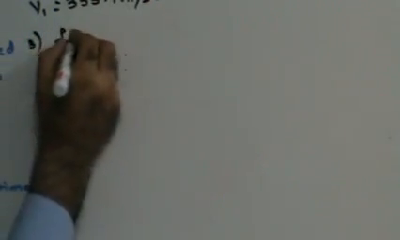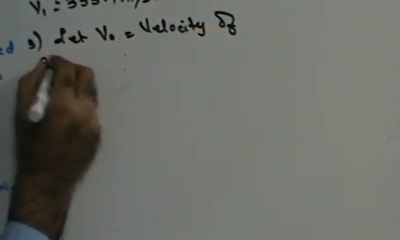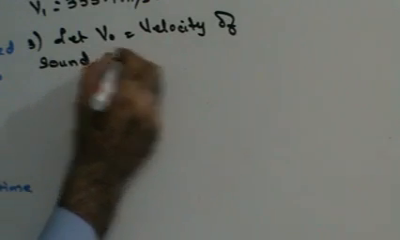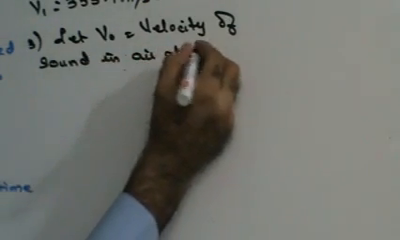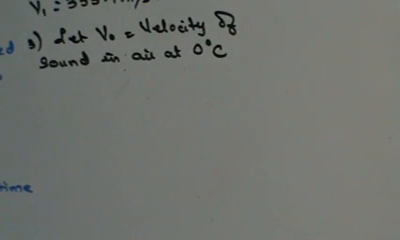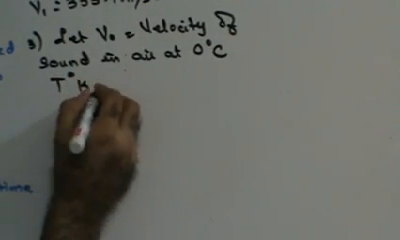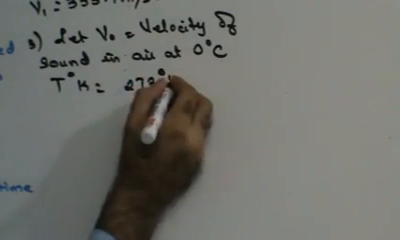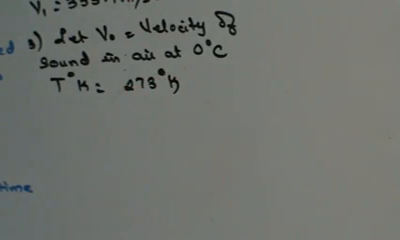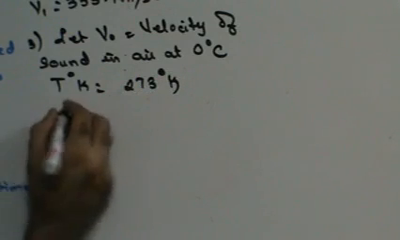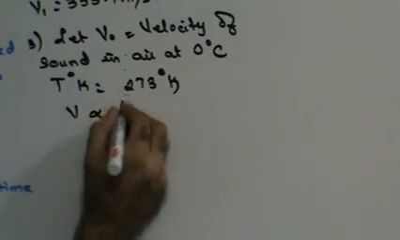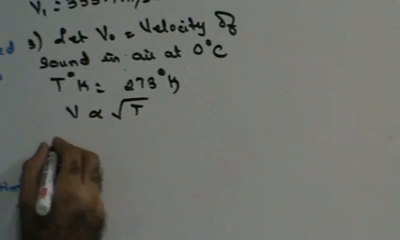Now let's assume that V0 is the velocity of sound in air at 0 degrees Celsius, right? At 0 degrees Celsius, that means the temperature will be 273 degrees Kelvin. I've just explained to you that velocity is directly proportional to the square root of temperature.